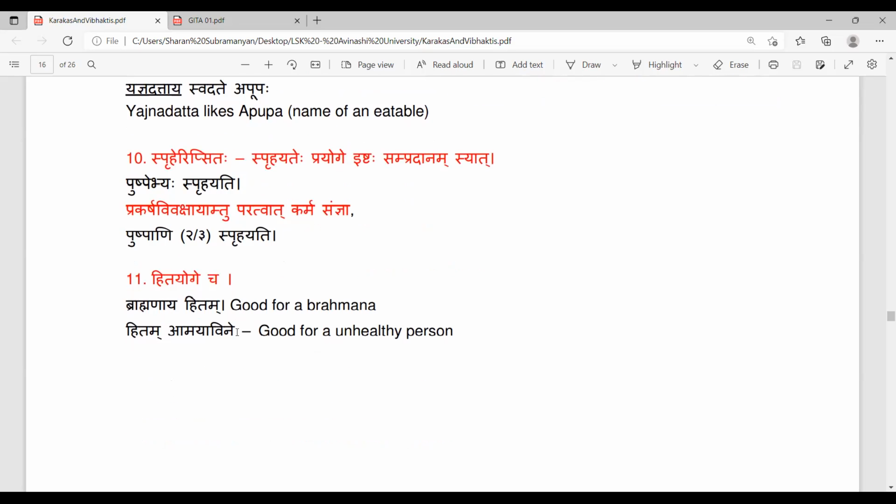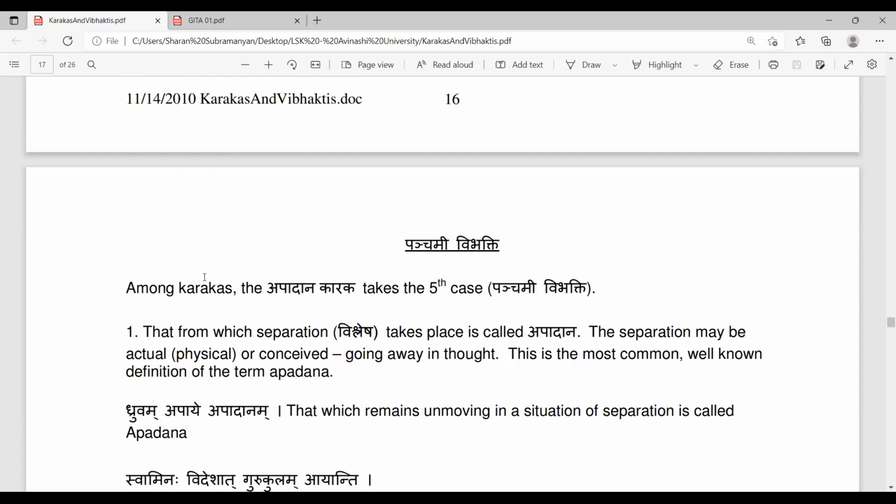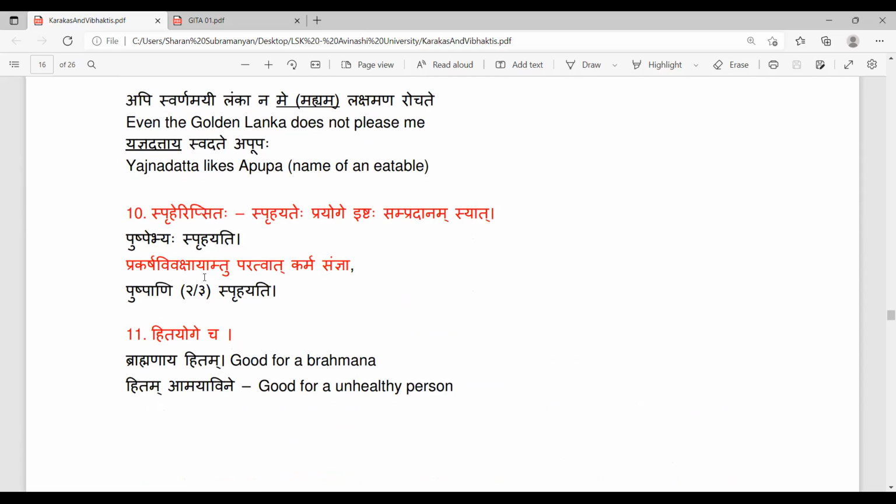Hita yoge cha, when the word hitam is there, then it will govern chaturthi. Brahmanaya hitam, good for a brahmana. Amayavine hitam, it is good for the unhealthy people. So in that sense, hita yoge means, hita is the word, yoge means when it is there. Hita yoge chaturthi vibhaktihi bhavati. That's all. This chaturthi vibhakti is done.